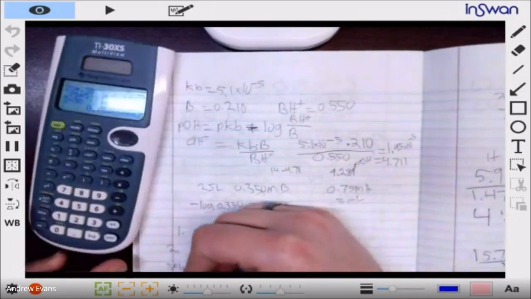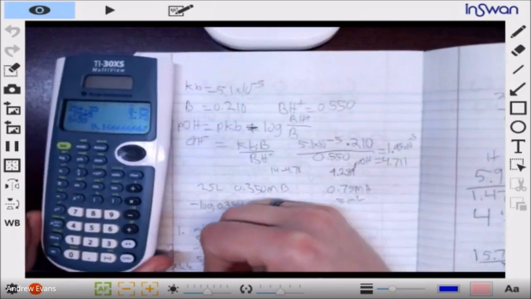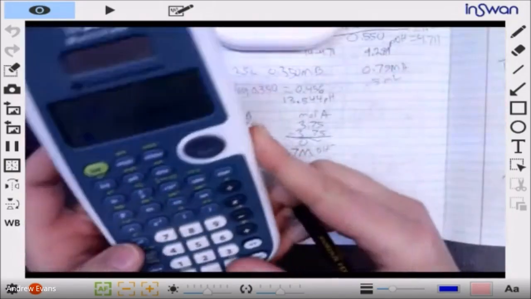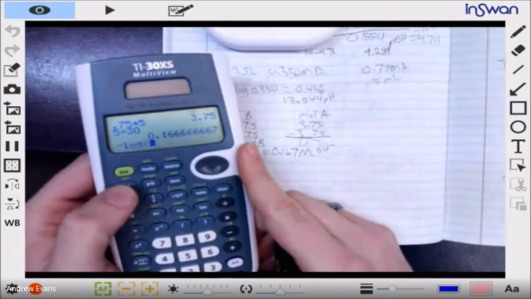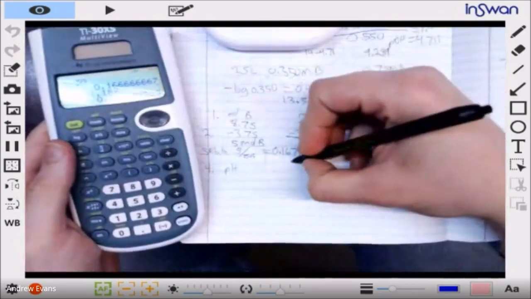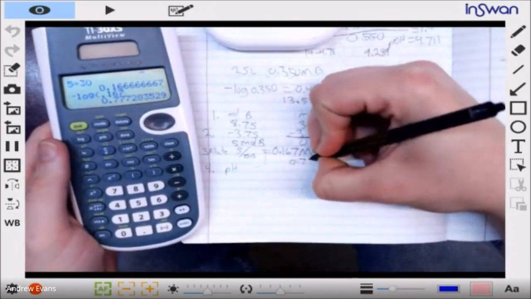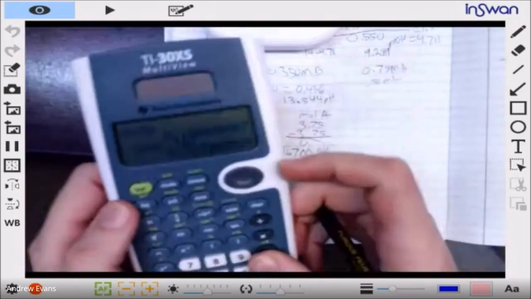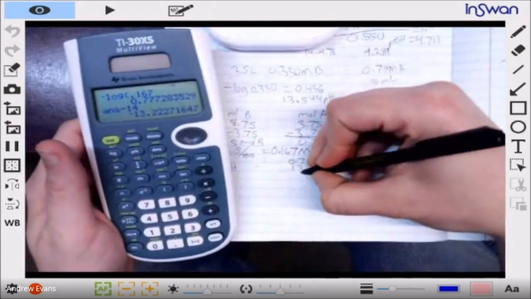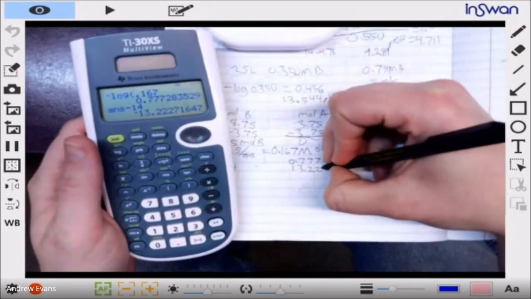Then finally, what is the pH? We take the negative log of our OH, which gives us the pOH, then subtract from 14. So I got in this problem 13.223.